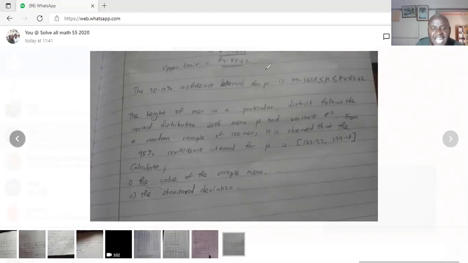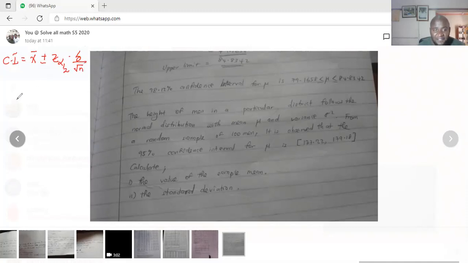It is observed that at 95% confidence interval, look at this question, very interesting, the mean mu is within that range. Calculate the value of the sample mean. We are working backwards. Very good question. That's why I wanted to do it. The confidence interval is defined by X bar, we don't know, plus or minus Z alpha over 2 times sigma divided by root n because it's a sample.